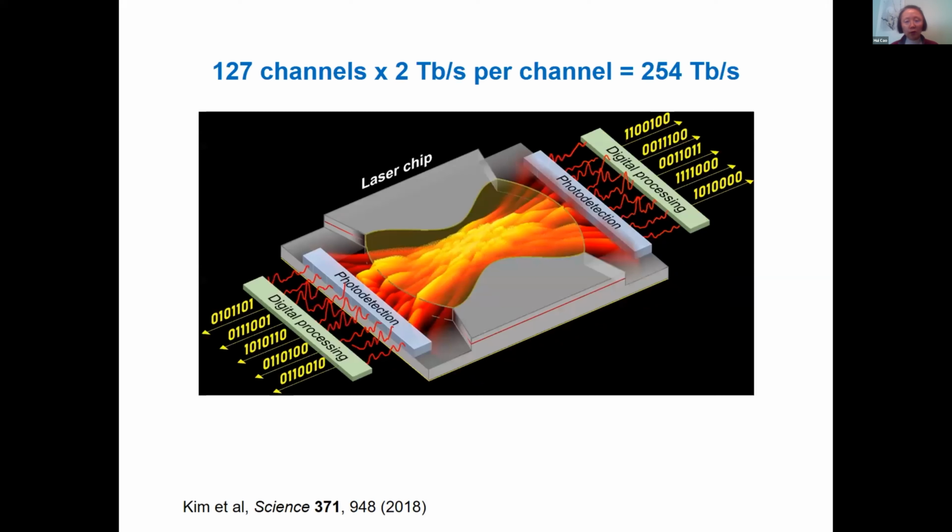So here we are using this to make a parallel ultrafast random number generator using a single laser chip of size less than 1 millimeter. We can have 127 independent channels. Each channel can generate random bits at the rate of 2 terabits per second. Terabit is 10 to the 12 bits, okay? So in total, we have 254 terabits per second. That is 100 times faster than the existing state of the art.